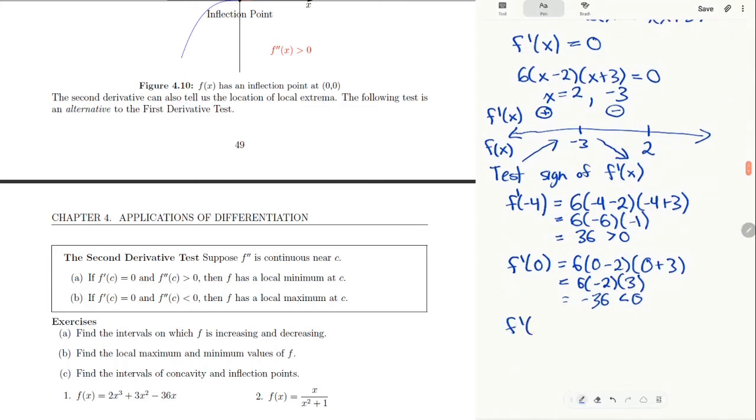For example, we can choose 3, and we get 6 times (3 minus 2) times (3 plus 3). So we get 6 times 1 times 6, which is positive 36. So we know that the derivative will be positive on this interval, meaning that f will be increasing from 2 to infinity.